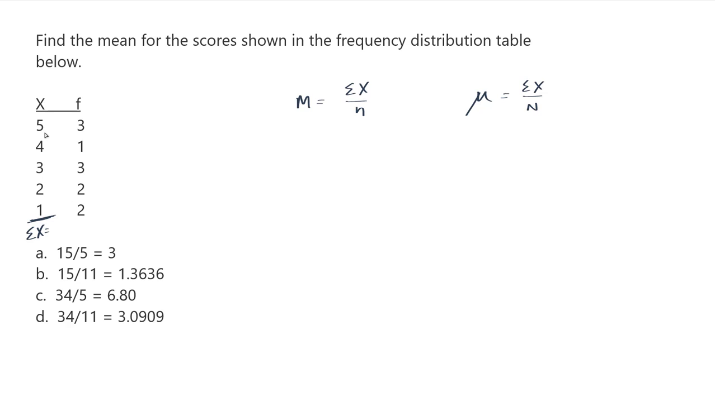I would say that I've got 5 plus 4, that's 9, plus another 3, 12, plus another 2, I'm up to 14, and then finally with this one, I'm at 15. So it looks like the sum of x should be 15, and so maybe one of these answers is the correct answer. But if you think about what a frequency distribution table does, you'll see that this is wrong.